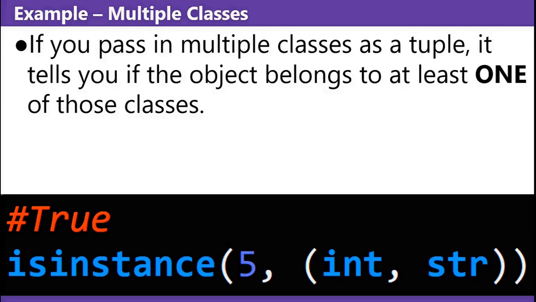If you pass multiple classes as a tuple, it tells you if the object belongs to at least one of those classes. For example, 5 is an instance of an int, so isInstance returns true even though 5 is not an instance of a str.